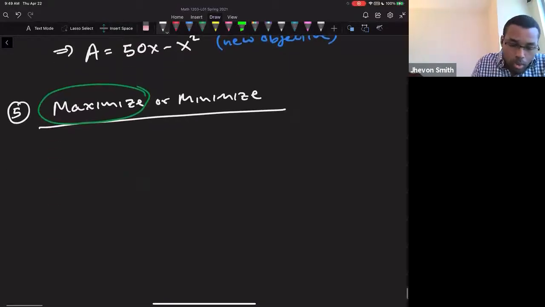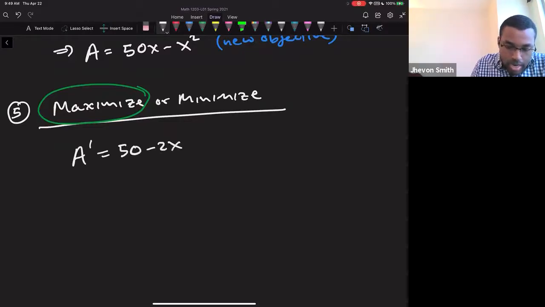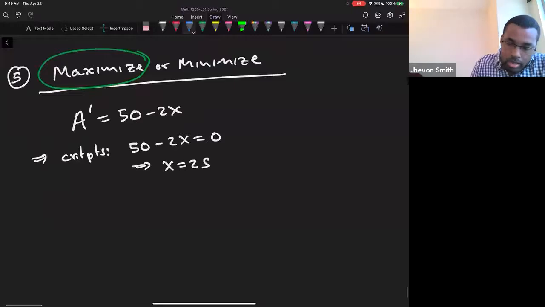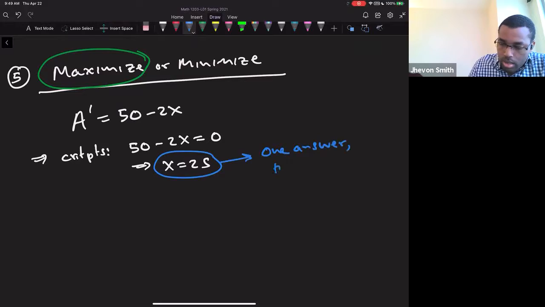Either way, what we're going to do is find the derivative and then find the critical points. So you're going to have 50 minus 2x equals 0. You're going to get x equals 25. Now, usually when you have one answer, that's going to be the answer.